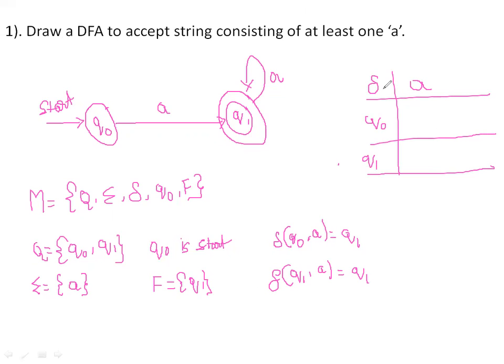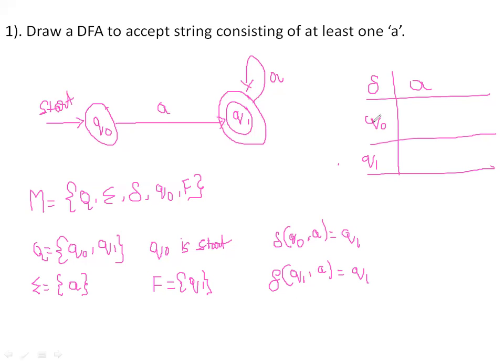Now how to read this? Delta of Q0 comma A. This is how we are reading. How to fill it in? Don't refer to this; you can directly refer to the skeleton, because sometimes you may make mistakes in writing this kind of function. That can be rectified by the transition table, and you can cross verify it later. So better you refer to the skeleton itself to update the transition table.